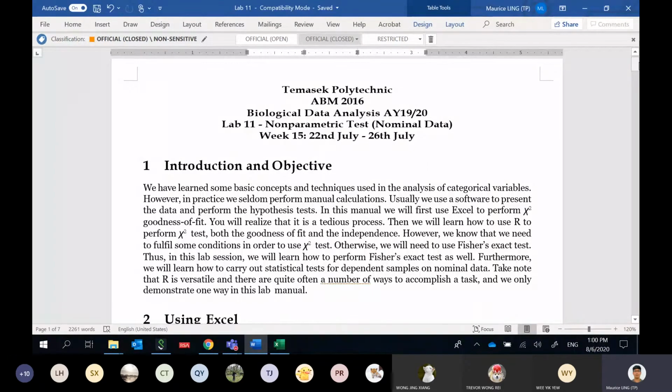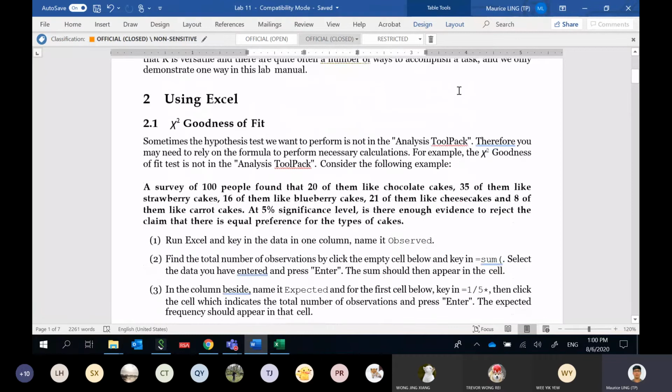Okay, so let's get started. Today will be reasonably fast because there's only 2 tests to do: basically your chi-square test and your Fisher exact test. Chi-square test you can use in Excel or in R. Fisher exact test you can only do in R. So hopefully you still know what chi-square test is for.